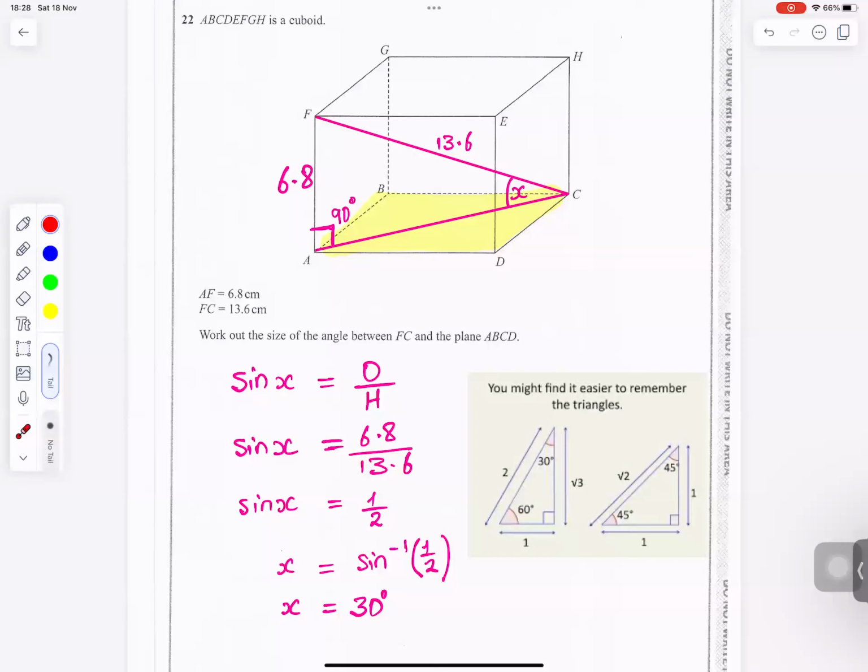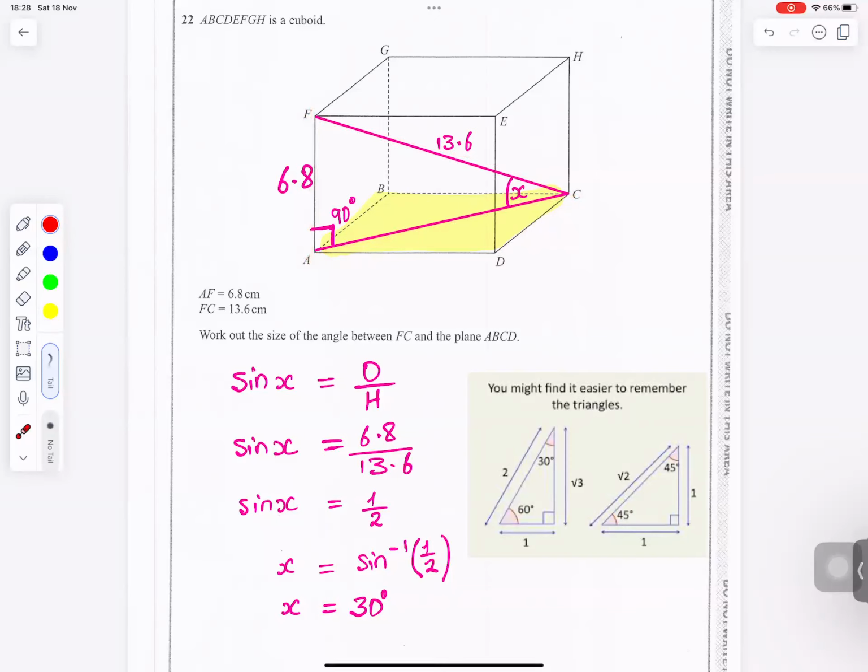For question 22, AF is equal to 6.8, FC is 13.6. Work out the size of the angle between FC and the plane. So the plane is the one in yellow, and FC is that red line there. In order to get that angle between FC and the yellow plane, we want to find that angle. That angle is X. So we need to know AC and we need to know AF.